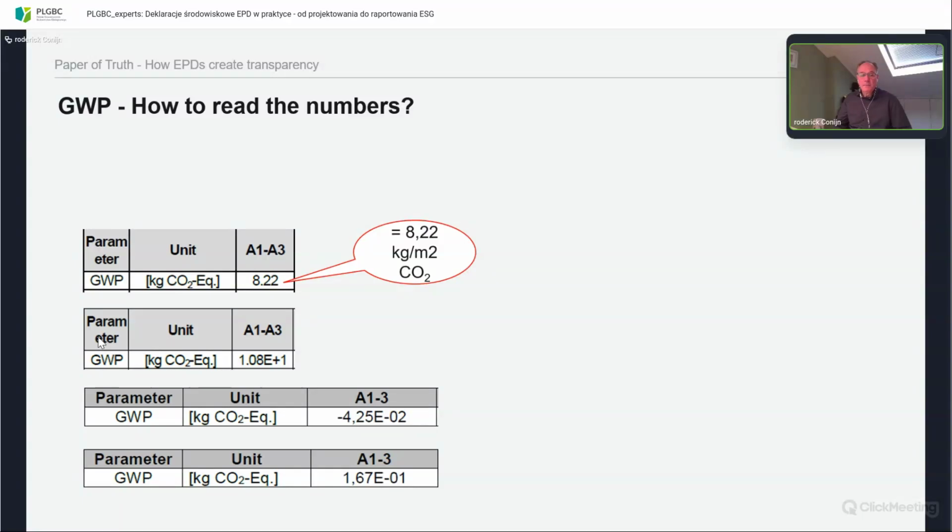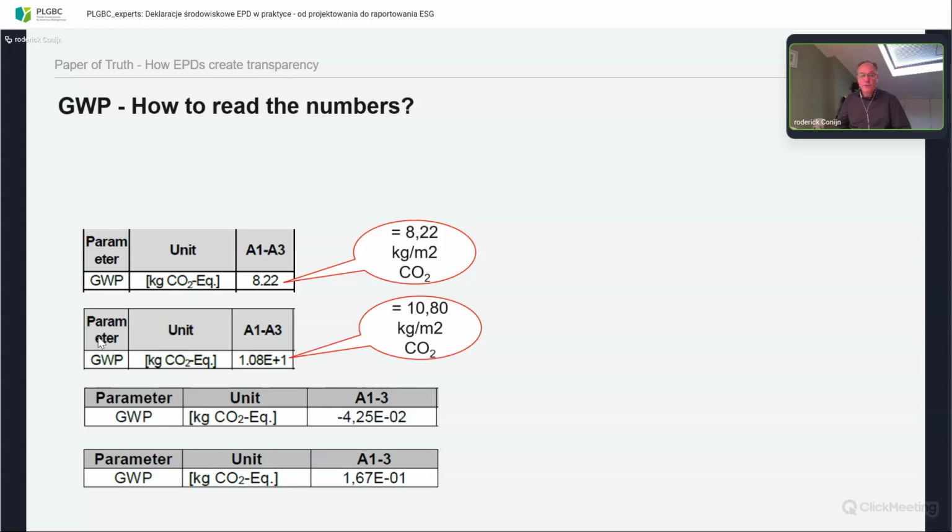The next one says 10.08 plus 1. If it stands with plus 1, the comma will move one place to the right. So this product has an impact of 10.8 kilos per square meter of CO2.